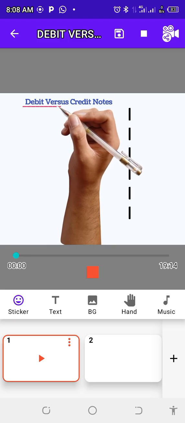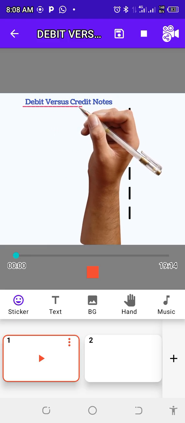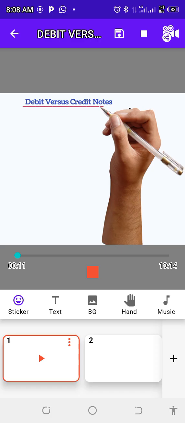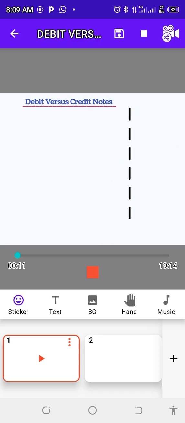In this section, you will learn debit notes and credit notes and how they relate to each other. Debit notes and credit notes are used to document purchases return and sales return, as well as overcharge and undercharge.